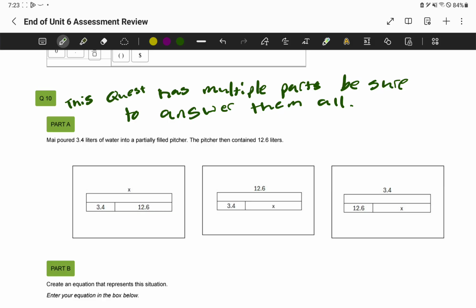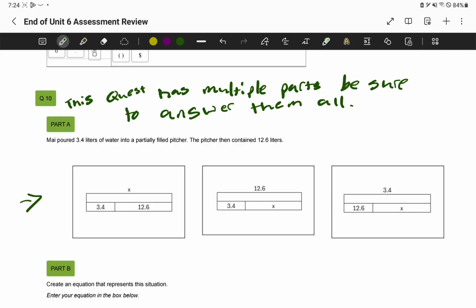Okay, now this one we spent a day on weeks ago. Okay, where you have to draw the diagram that represents the situation. Now, technically you don't have to draw it, it's multiple choice, so you just have to pick the diagram that represents it.